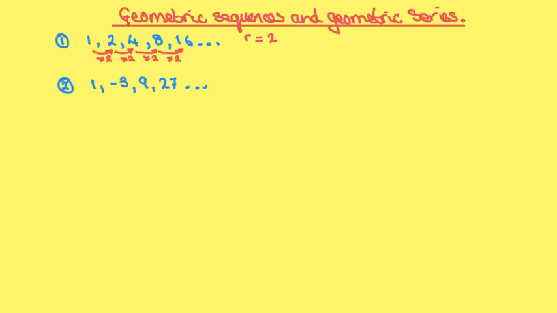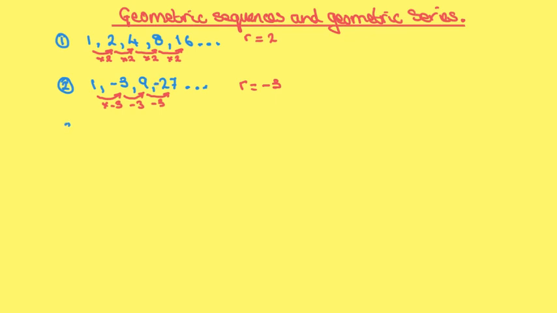This time the common ratio is negative because if you look at the sequence, it's going positive, negative, positive, negative, and the ratio is minus 3. If you multiply 1 by minus 3, you get minus 3. If you multiply minus 3 by minus 3, a minus and a minus gets a plus, so you get 9, and minus 3 times 9 gives you minus 27.